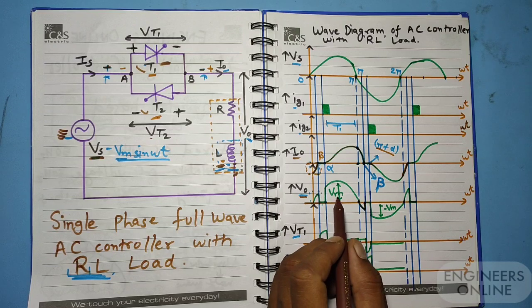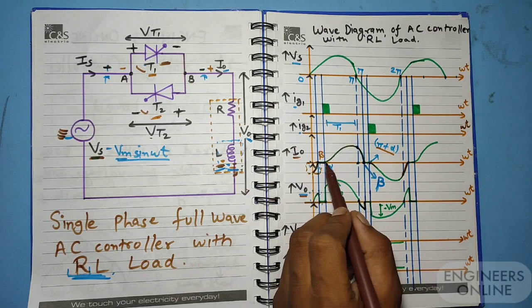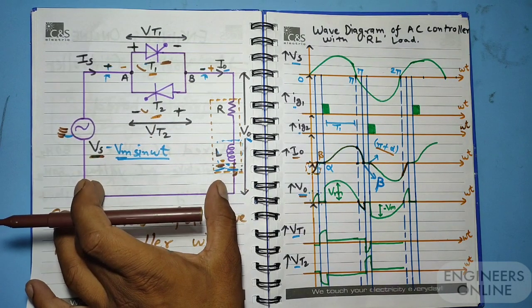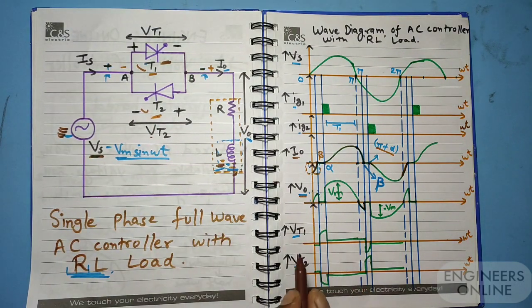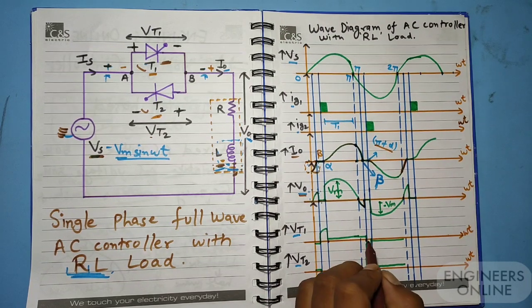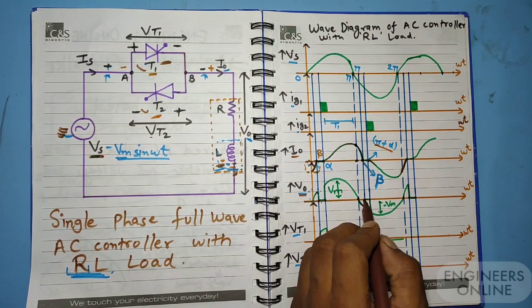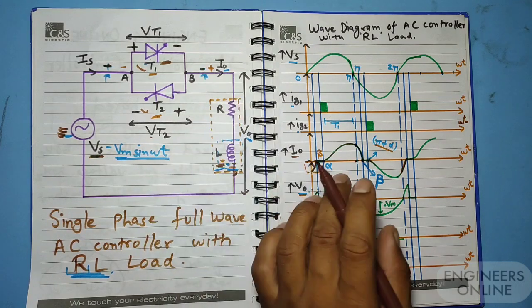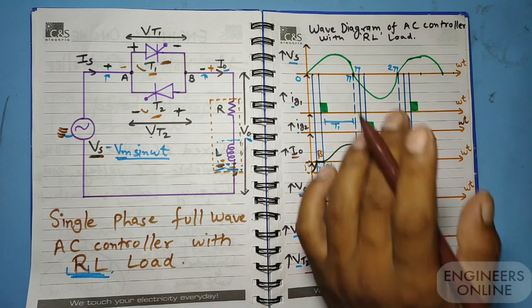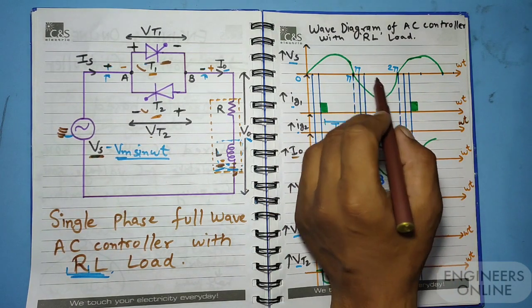Okay, as we have seen, from alpha to beta there was current flowing through this whole circuit, so that's why we didn't get any potential drop from alpha to beta. But after beta, when both current and potential drop across the load are 0, now we can see the potential difference across the thyristors. Okay, let's come here.